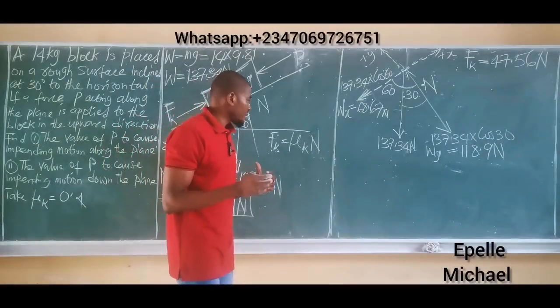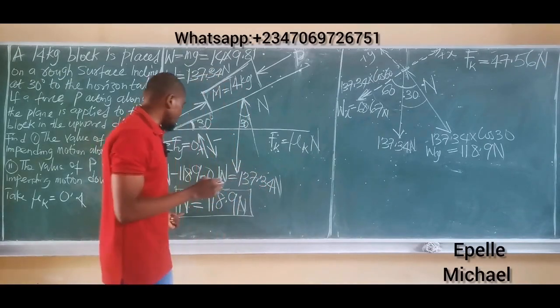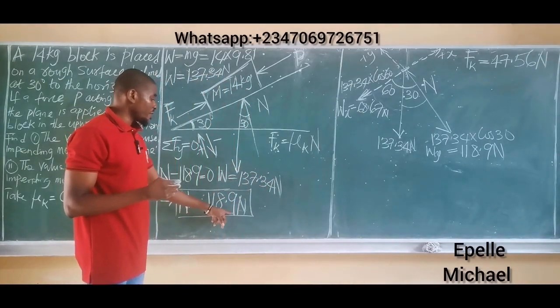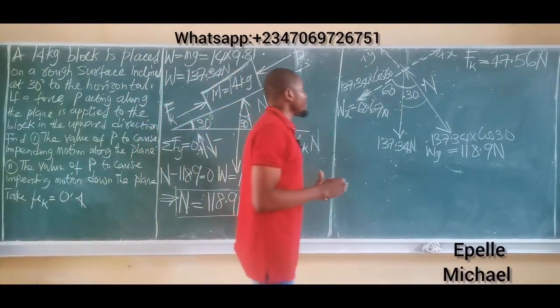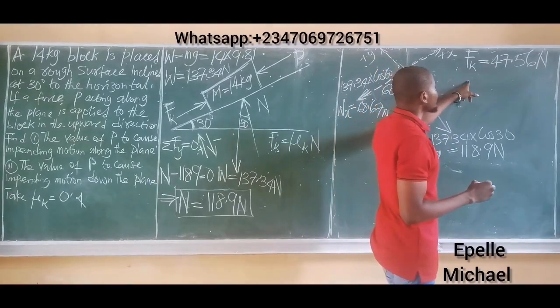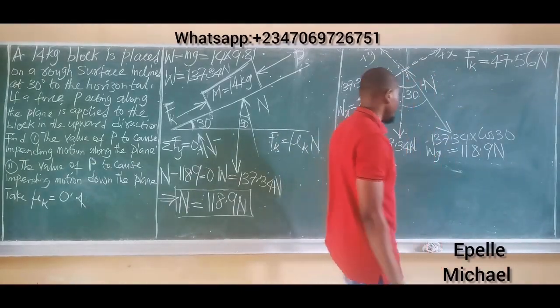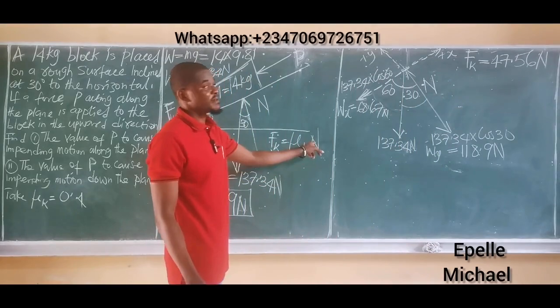All right, so welcome back. Now, if the normal reaction force still remains 118.9 newtons, then that simply means that the kinetic frictional force still remains 47.56 because it is always mu k multiplied by N.